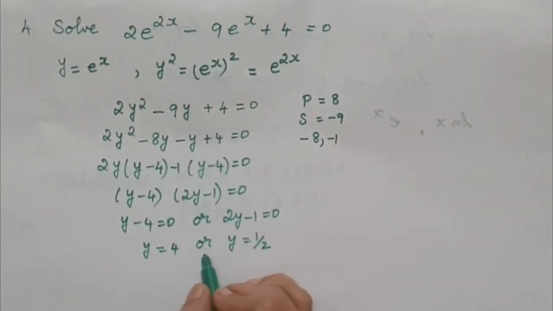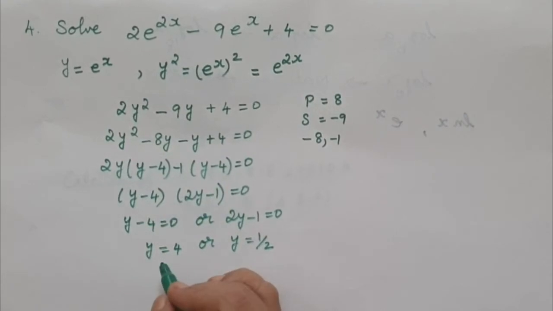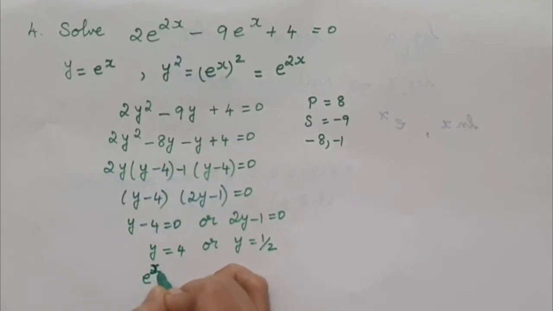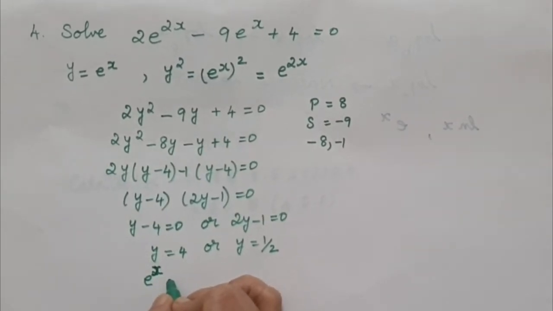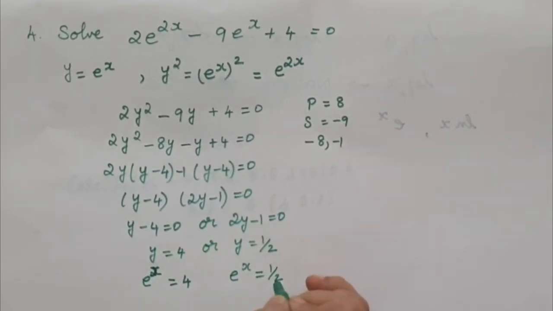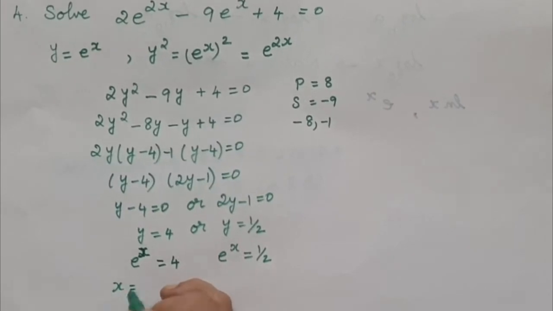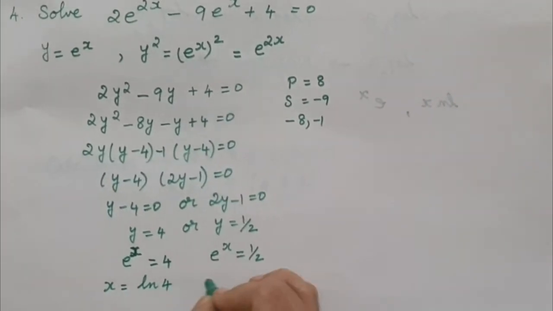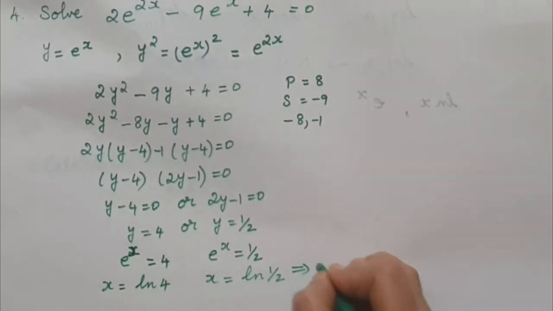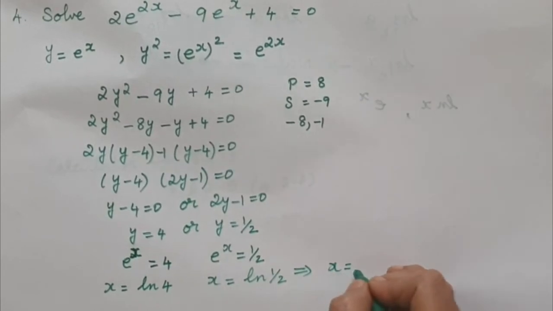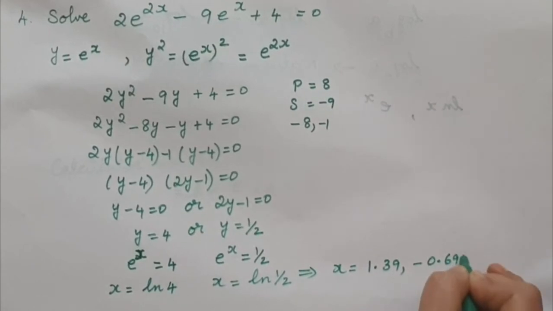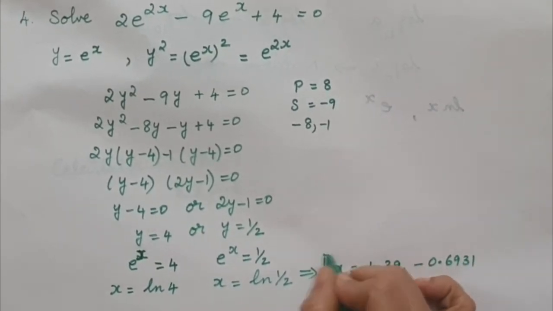But we have inserted y. What is y equal to? e to the power of x. Replace that: y equal to e power x. So e power x will be equal to 4 or e power x will be equal to half. Now when we take ln on both sides, x will be equal to ln 4 and x will be equal to ln of half, which gives us x equal to 1.39 and minus 0.6931. These are the two answers.